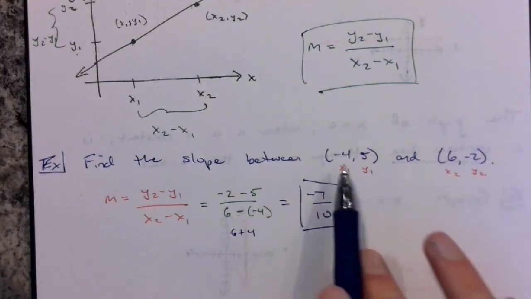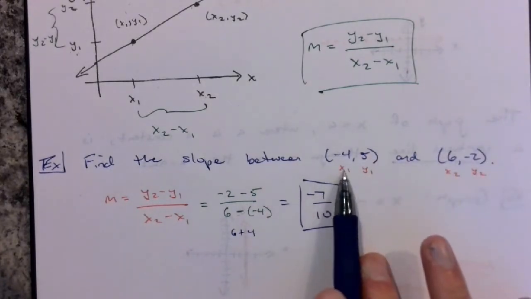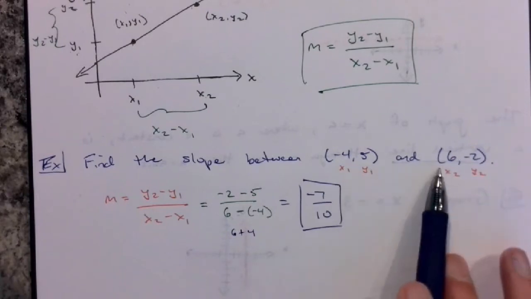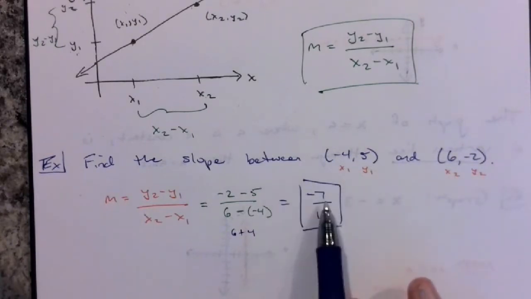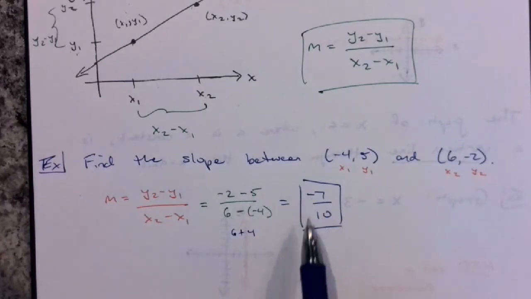The only other thing to point out is if you labeled the points as this one being x2, y2, and this one being x1, y1, you would have gotten the same answer. It would have been 7 over negative 10. Remember, a negative in a fraction can be written in the numerator, the denominator, right out in front. They're all equivalent, but you don't put two negative signs in there.